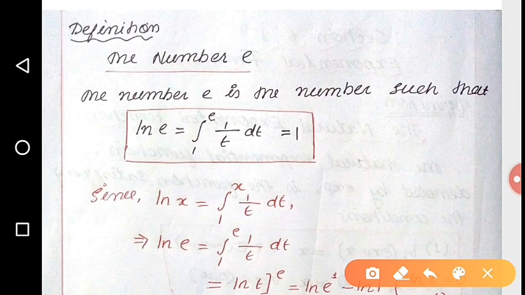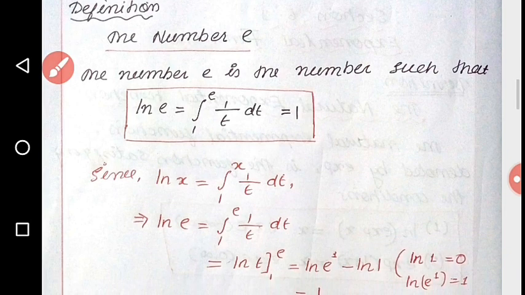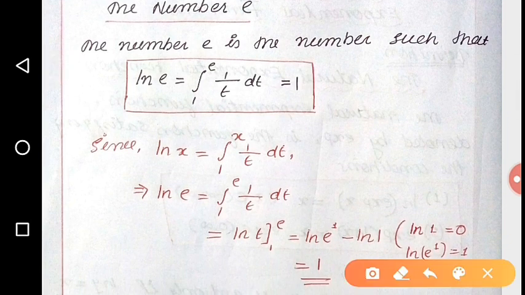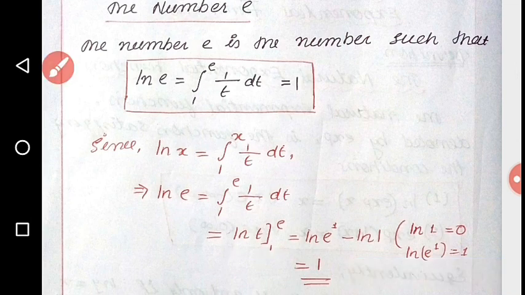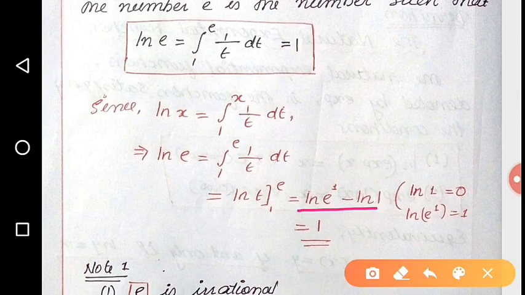Next, ln e is equal to integral 1 to e of 1 by t dt, which is equal to 1, since by definition ln of x is equal to integral 1 to x of 1 by t dt. So ln of e means integral 1 to e of 1 by t dt, that is ln t from 1 to e, ln of upper limit minus lower limit.